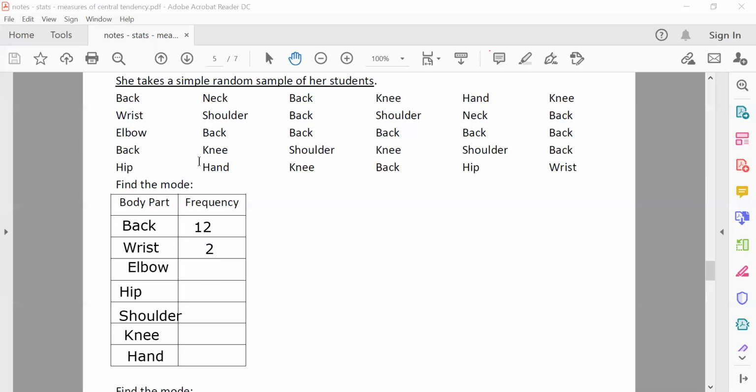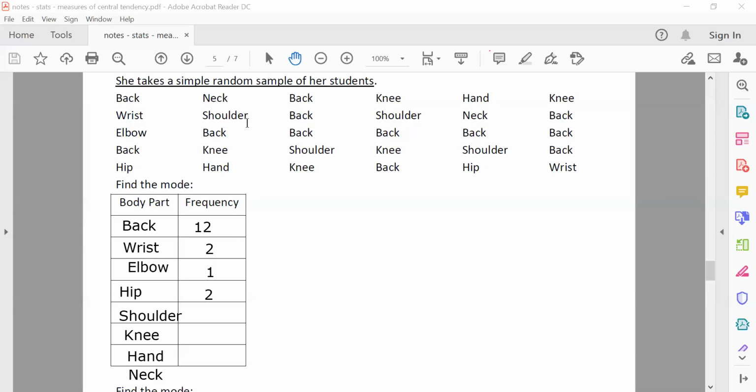Elbow, 1. 1 elbow. Hip, you got 1 person with hip issues. 2 people with hip issues. Shoulder. 1. Oh, I see what you're saying. I forgot neck. Yes. So this chart's not large enough for that. That's okay. We'll just throw neck there at the end. Pretend the chart was a little larger.